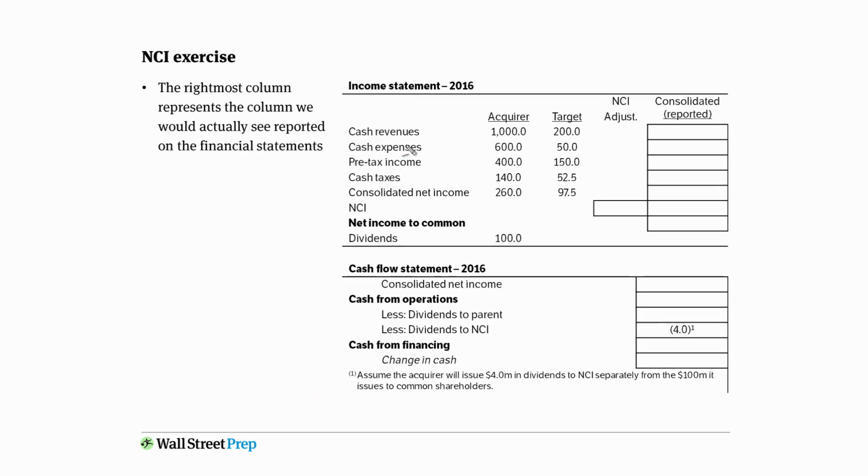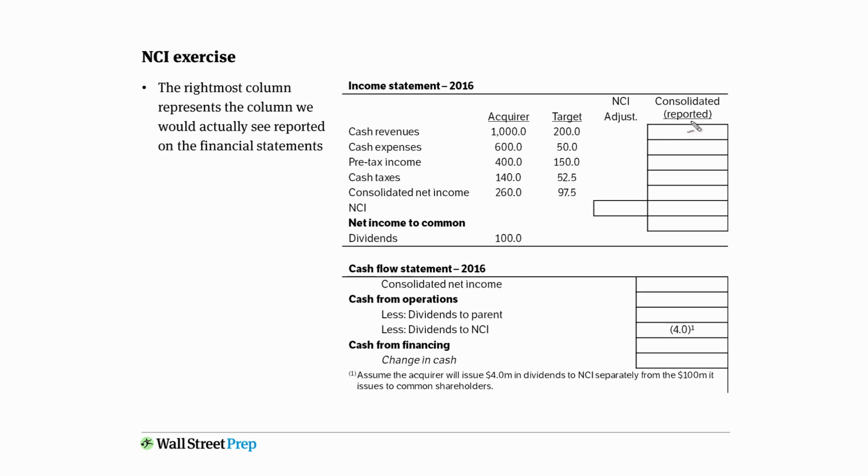Okay, we now go through the effect of non-controlling interests and the consolidation method on the income statement. So here we have the acquirer's income statement. Notice also that the acquirer is issuing dividends to its shareholders, and then we have the target income statement lined up side by side.